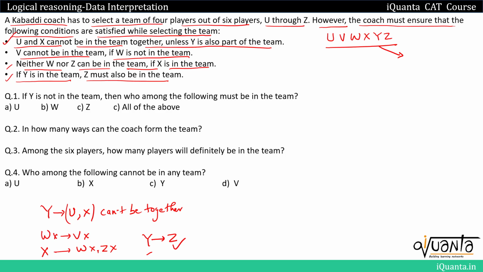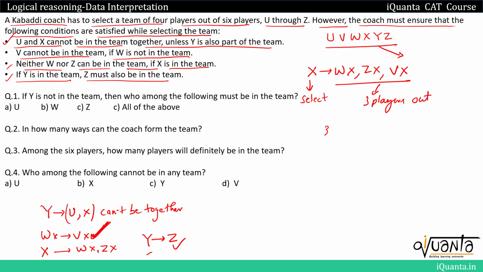So let us find out what are the teams possible. We were given that if X is there, then W cannot be in the team, also Z cannot be in the team. And it is very clear that until and unless W is in the team, V also cannot be in the team. So if X is there, W won't be there, Z won't be there, which also means that V won't be there. So if we select X into the team, we cannot have W, Z, V. So these 3 players are already out when X is selected.